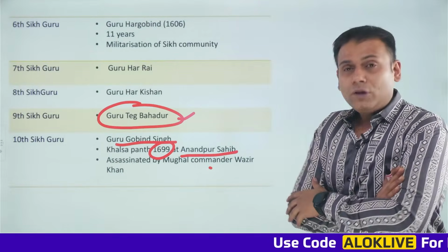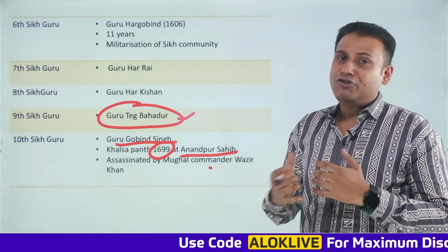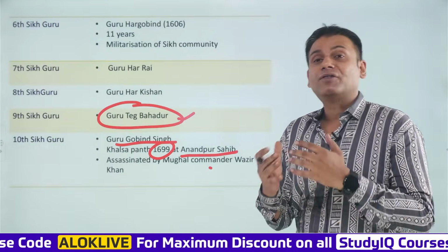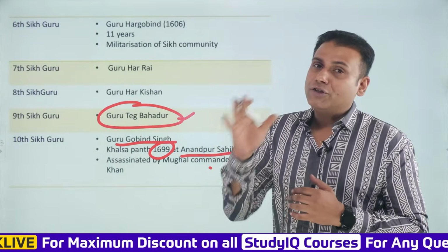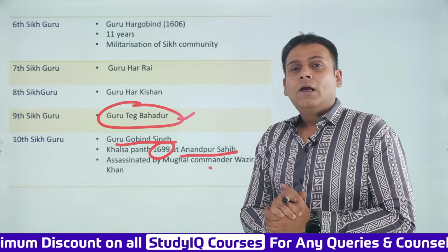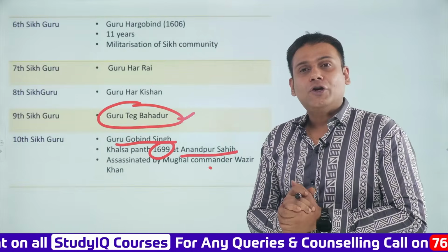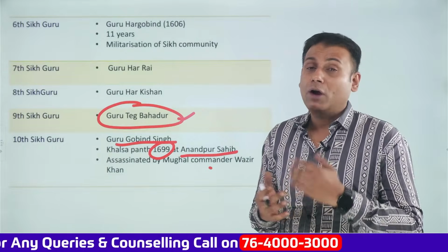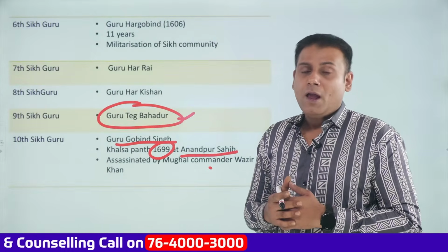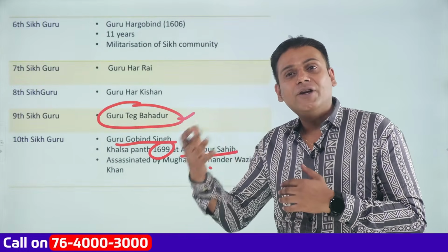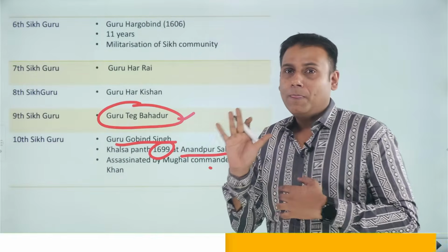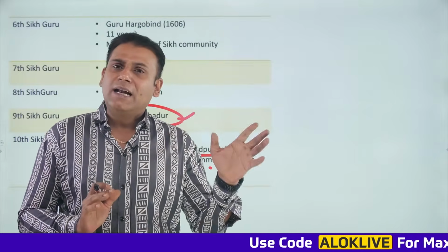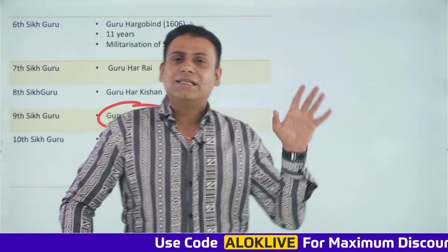Okay. So the 10th Sikh Guru was Guru Gobind Singh ji. And Guru Gobind Singh ji had started the Khalsa Panth in 1699 at a place referred to as Anandpur Sahib, which is located in Punjab. Now, Guru Gobind Singh ji, the 10th Sikh Guru, was killed or assassinated by a Mughal military commander, Wazir Khan. And after that, Guru Granth Sahib ji is considered as the living Guru. Okay. Specifically speaking, from here we can understand that Guru Granth Sahib was considered as the living Guru.